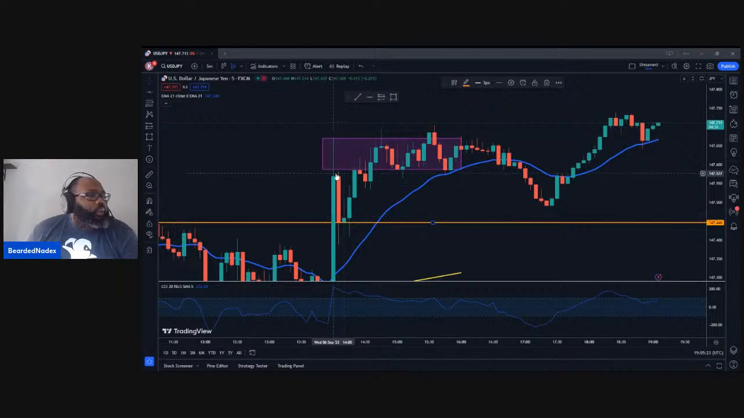So that's showing us that there are sellers in the market that want to bring this price down, and they still have energy here, because this long wick is telling us that it shot high and got pulled back.